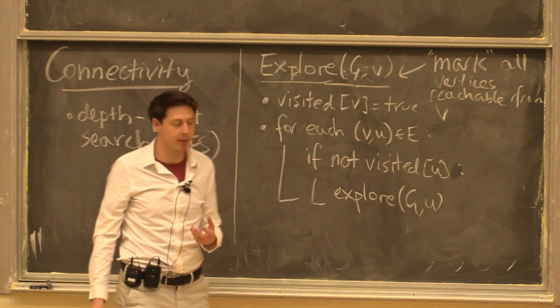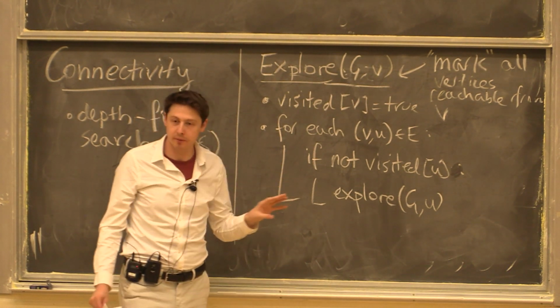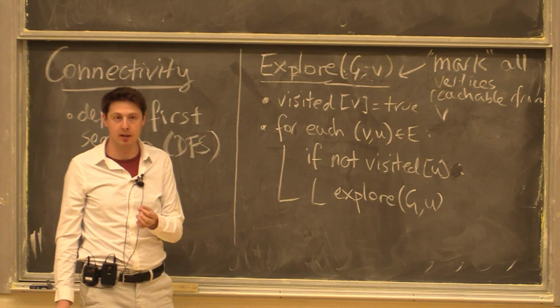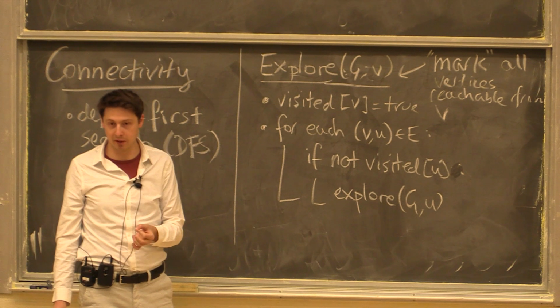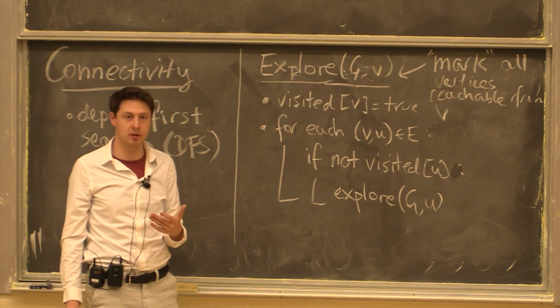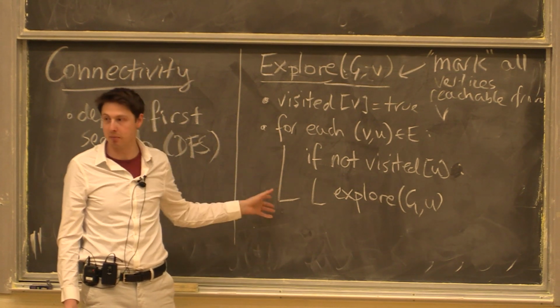What I would like to do now is take this very simple piece of code and prove a simple lemma that formally says it does visit every vertex reachable from V. So you can see an example of the types of proofs that you can do in graphs. Any questions about the pseudocode itself? It's pretty simple.